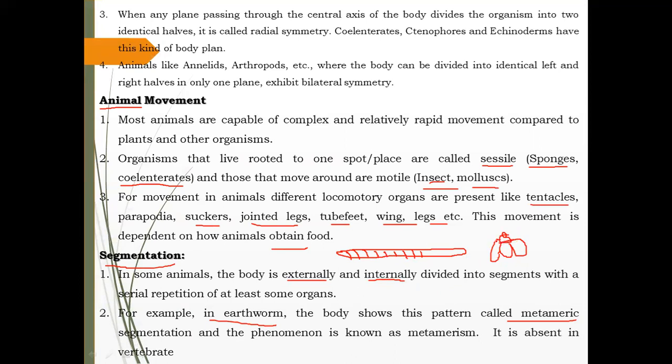these are the segments. Such segmentation is present, but this segmentation is not present internally. If you take the example of the earthworm, it shows internal compartments, so it is called metameric segmentation, or the phenomenon is called metamerism. I hope you easily understand what segmentation is.